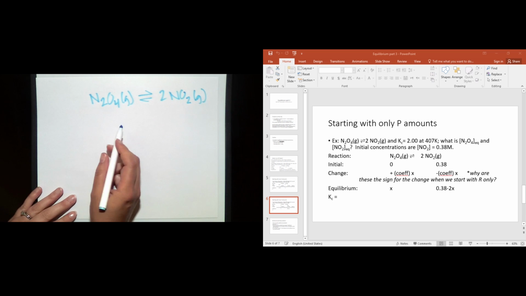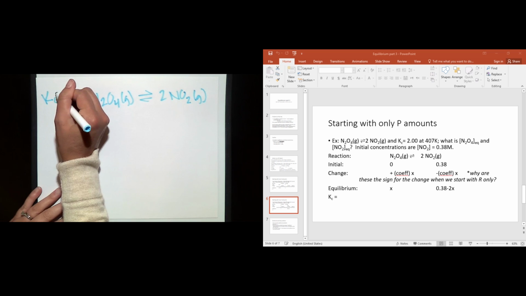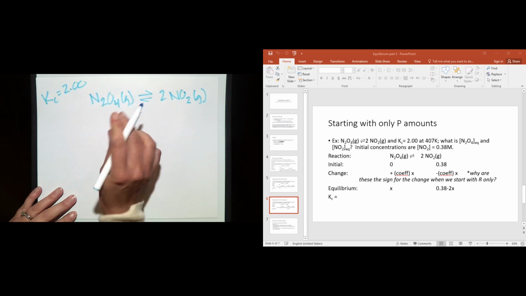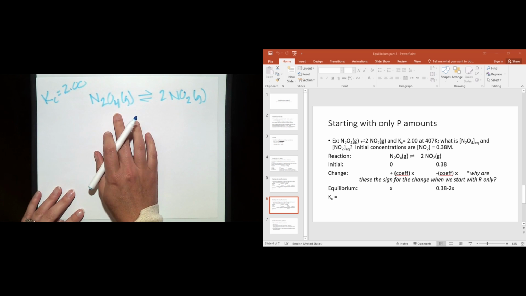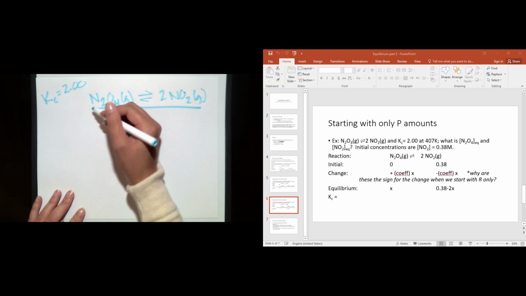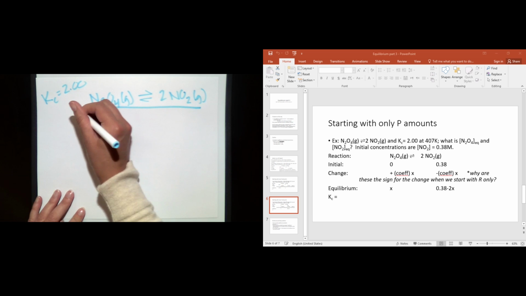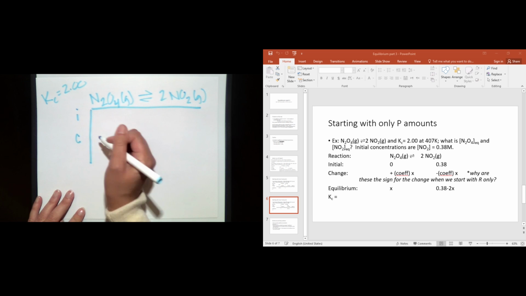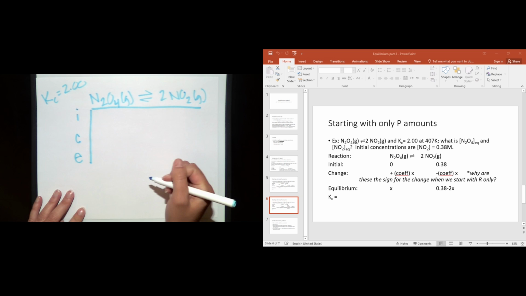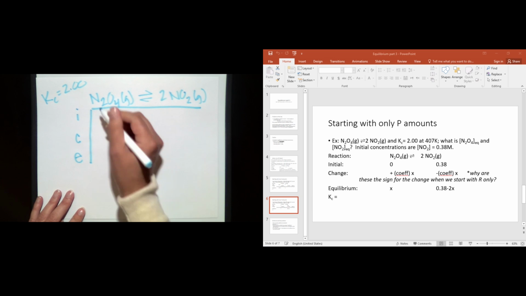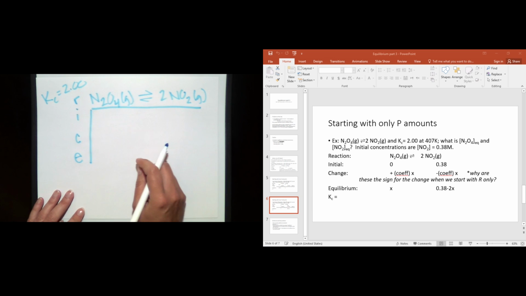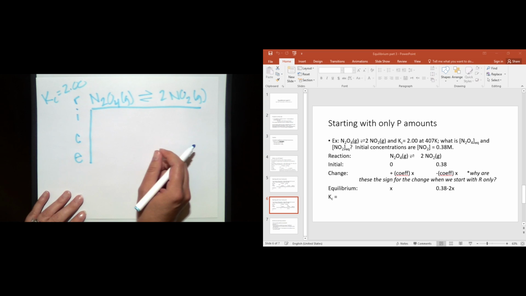Okay, so I have a reaction. I have a K value of 2, and I have a balanced reaction. And in the problem, I'm asked what are the equilibrium concentrations? I'm given an initial concentration of my product. So I like to make sort of a box, my I line for initial, C for change, E for equilibrium. This is why they're called ICE tables. And then our first line is a reaction, so some people like to call it a rice table.